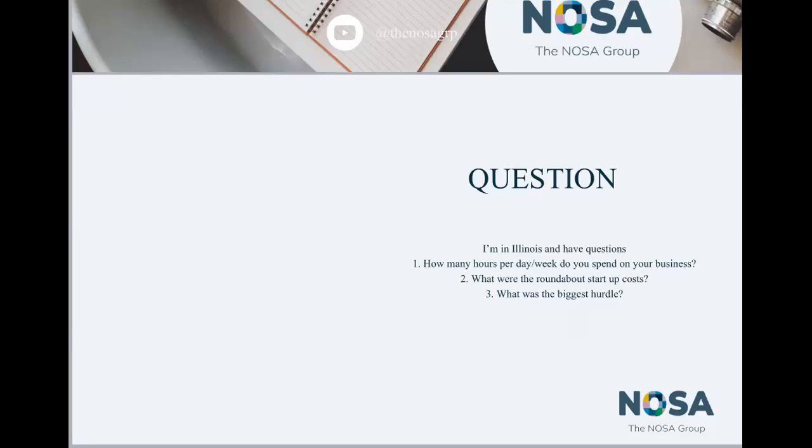And then the last part of the question, which is also a great one, what was the biggest hurdle? I think the biggest hurdle was understanding all the pieces involved. I think there are many biggest hurdles, but for many nurse owners, the biggest hurdle is understanding that there are so many pieces to the puzzle that you're not seeing on the front end.